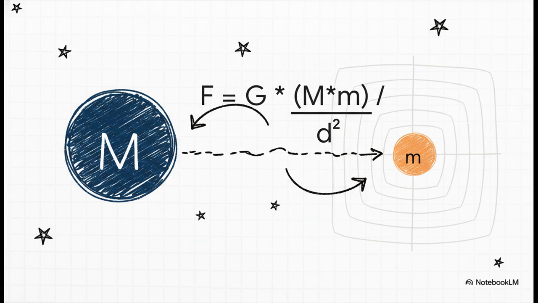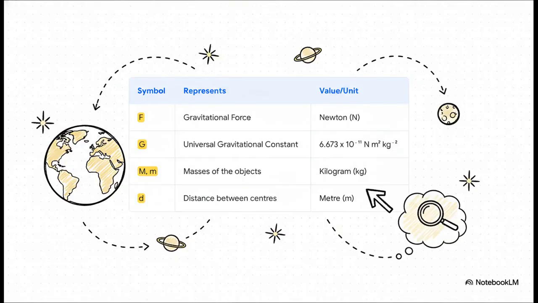Okay, let's look closely at this beautiful formula. Here, F is the gravitational force. m1 and m2 are the masses of the two objects, and d is the distance between their centers. Now, the most interesting part here is the d squared at the bottom. This is called the inverse square law. It just means that if you double the distance between two objects, the gravitational force between them doesn't become half, it becomes 1/4. Here is a quick summary of all the parts.